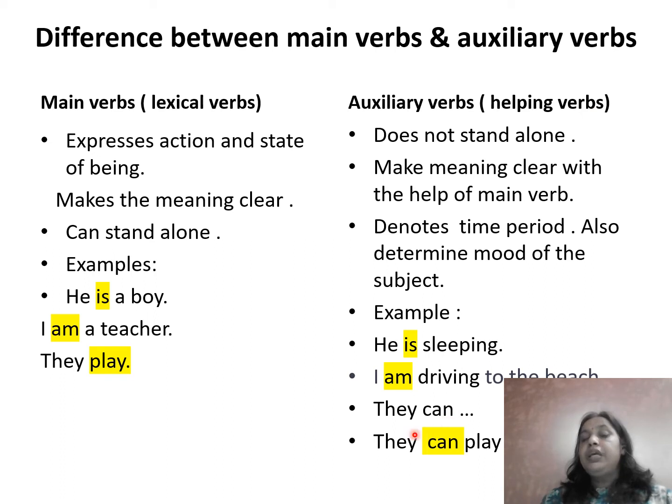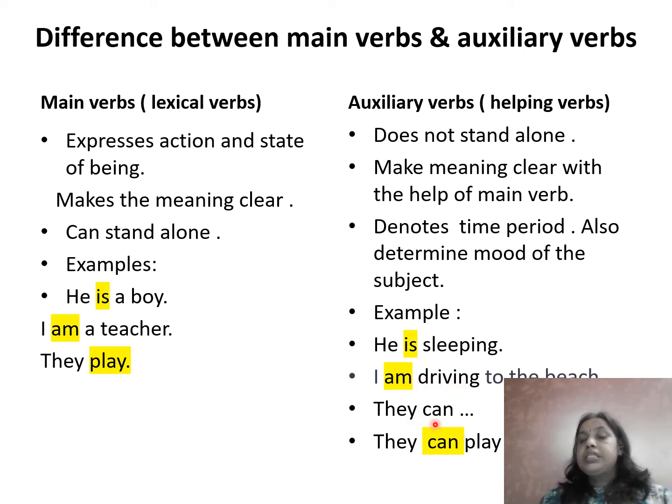अब आप इस सेंटेंस में आइए, they can. In this sentence, meaning is not clear. Meaning is clear with this sentence. They can play. It means play is the main verb and can is the auxiliary verb. Clear? It means that auxiliary verbs make the meaning clear with the help of main verb.